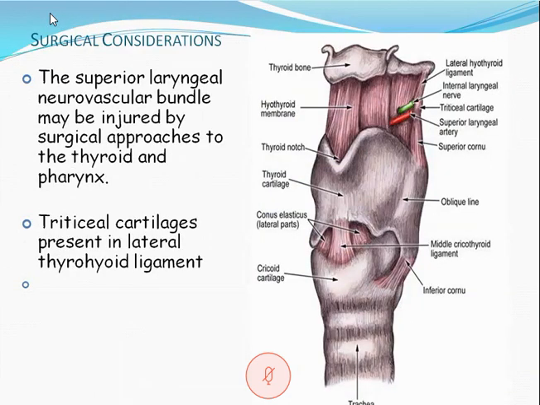The superior laryngeal neurovascular bundle is very important when we do the surgical steps in pharynx operation, laryngectomy or thyroidectomy. This can possibly be injured sometimes in cases of surgery. That's why this is both the superior laryngeal artery and nerve. They pass through the thyroid membrane. The triticeal cartilage, which I told you about, is present here in the lateral thyroid ligament.